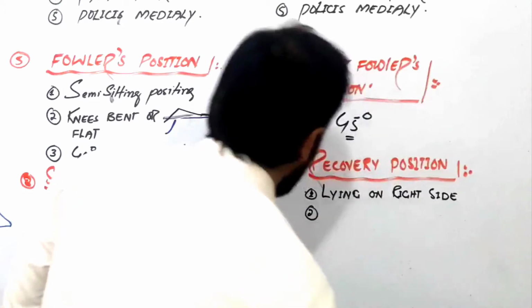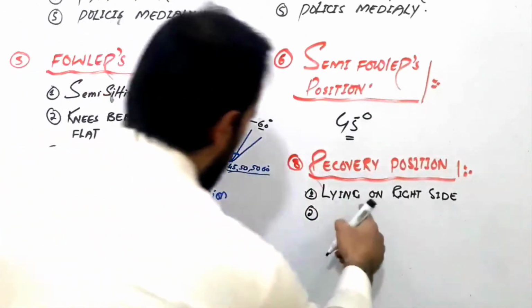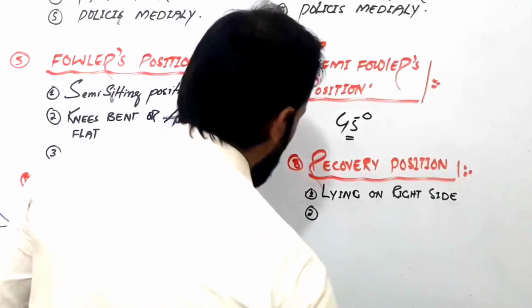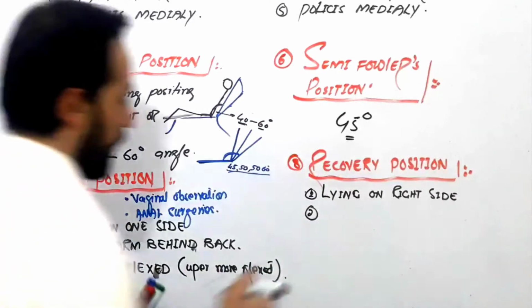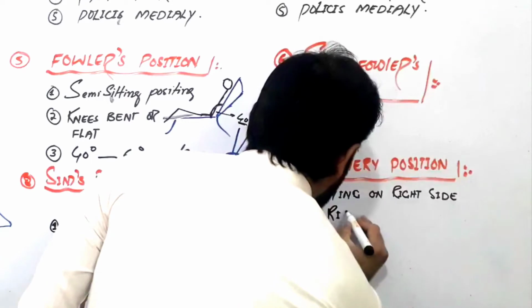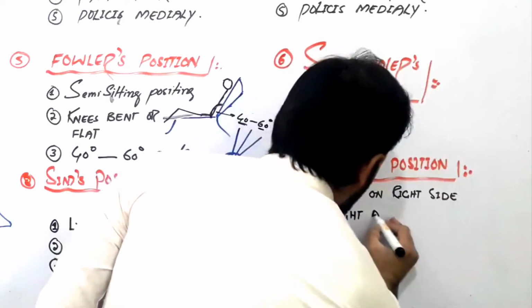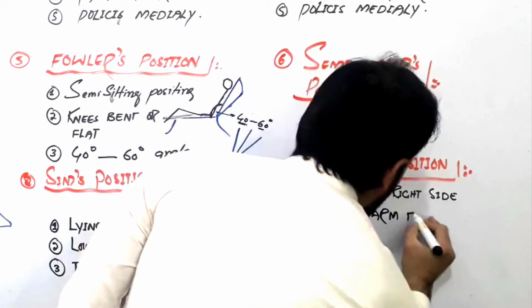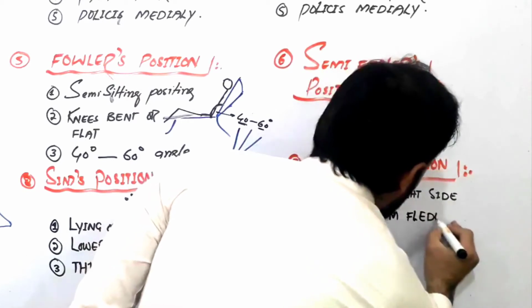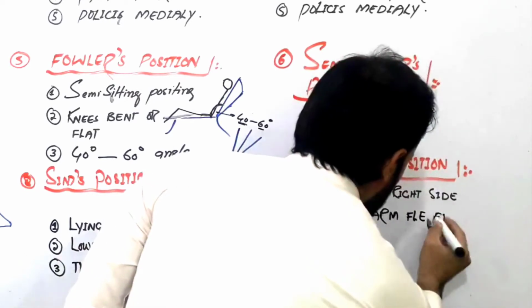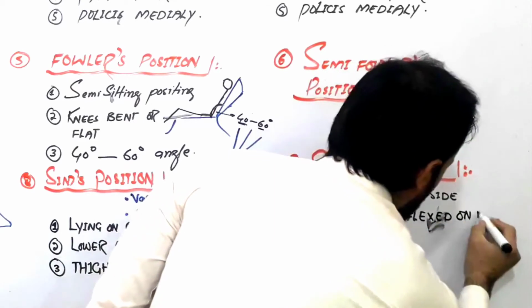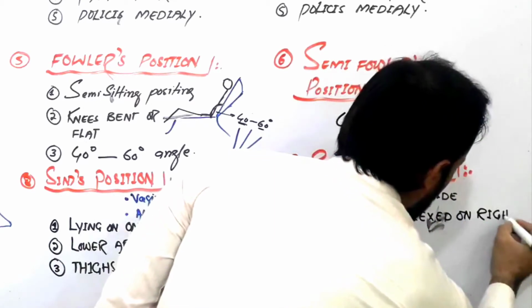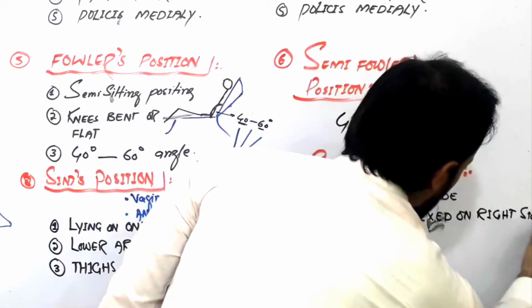The next point about the recovery position is that the right arm should be flexed on the right side of the body.